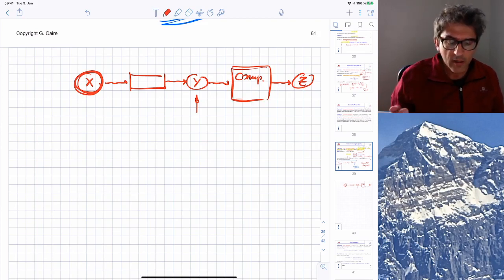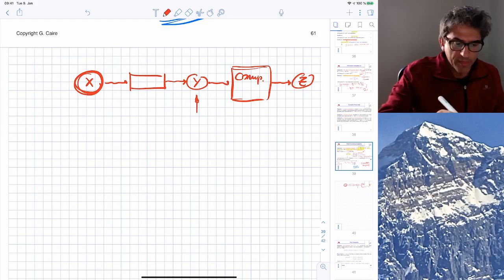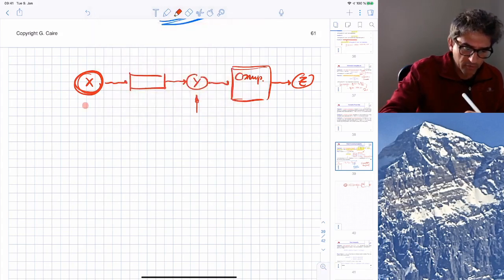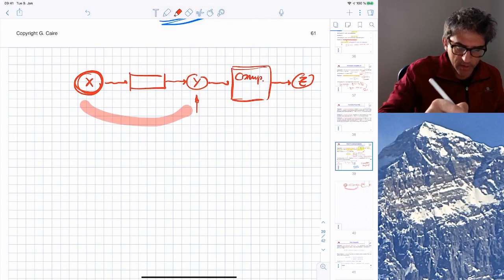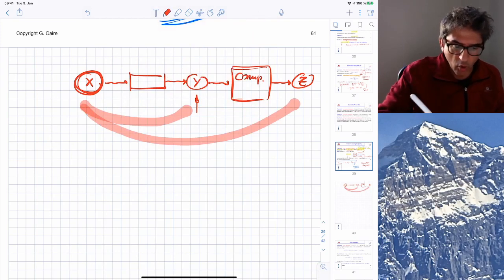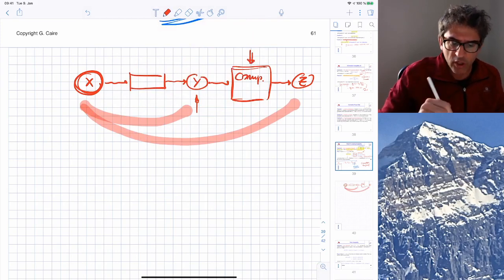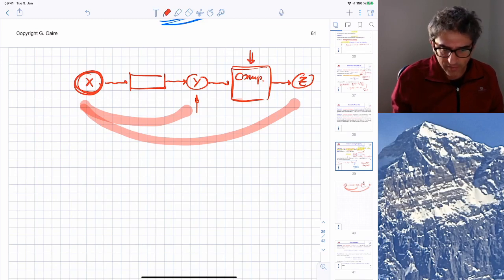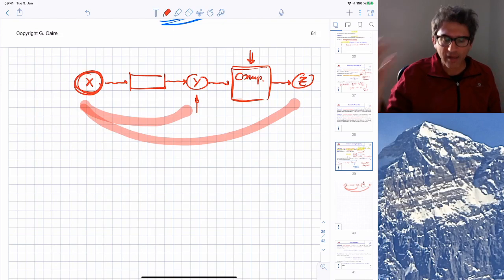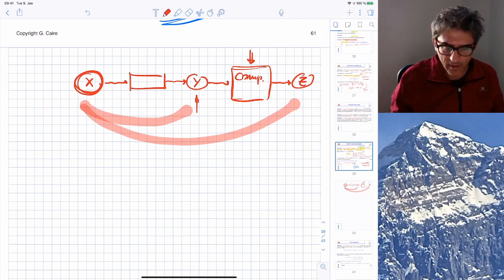Well, the theorem says one thing. It says that you cannot manufacture information. Basically, it says that the mutual information from here to here is always greater or equal than the mutual information from here to here. So all that this computer can do is to extract the information that is already present in the measurements. It cannot add anything else.